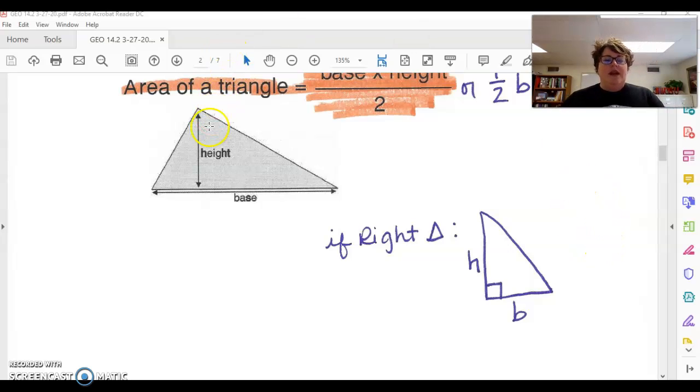Also with triangles, sometimes if they are obtuse triangles, your height will be outside of the triangle, listed as the altitude. And I have an example of that for you.